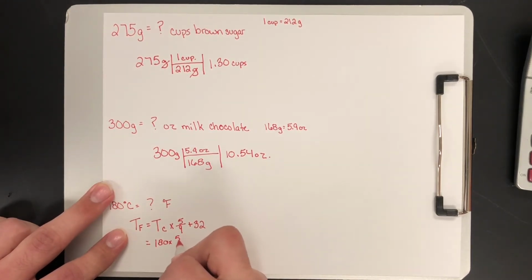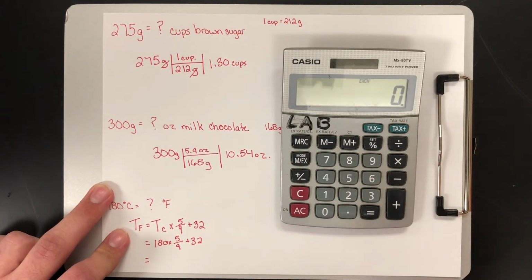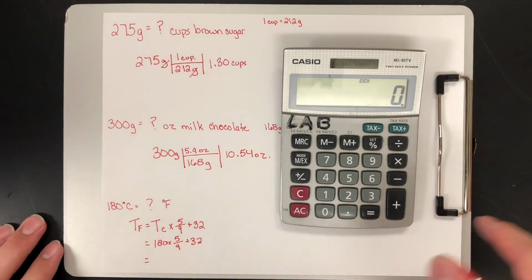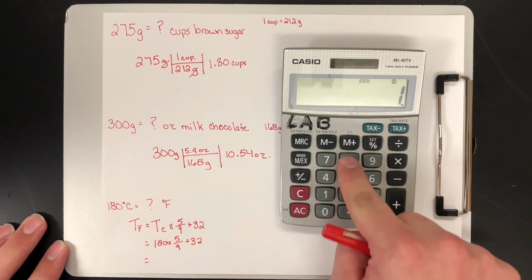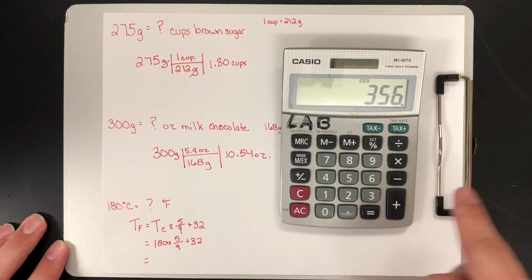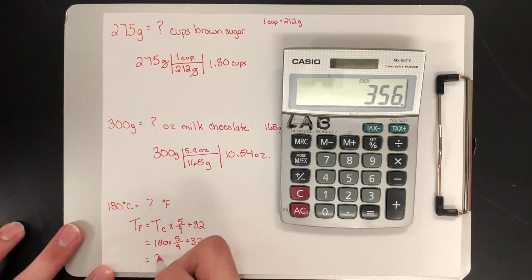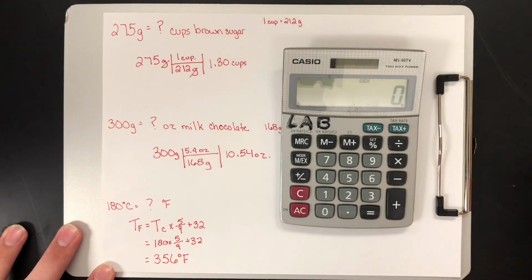times 5/9 plus 32 equals, and for the calculation, I'm just going to use 1.8 since it's easier to plug into a calculator. So 180 times 1.8 plus 32 gives us 356 degrees Fahrenheit. And that is just an example of how I worked out some of my problems for this lab.